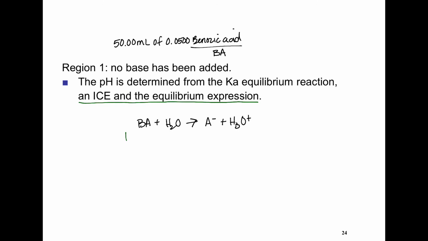I'm going to put in my initial concentration as 0.0500 molarity. I haven't made any of those yet. I don't know how much is going to dissociate, so I'm going to be using x's to symbolize that. And that means at equilibrium, I would get plus x and plus x. And the Ka is equal to the products divided by the reactants.